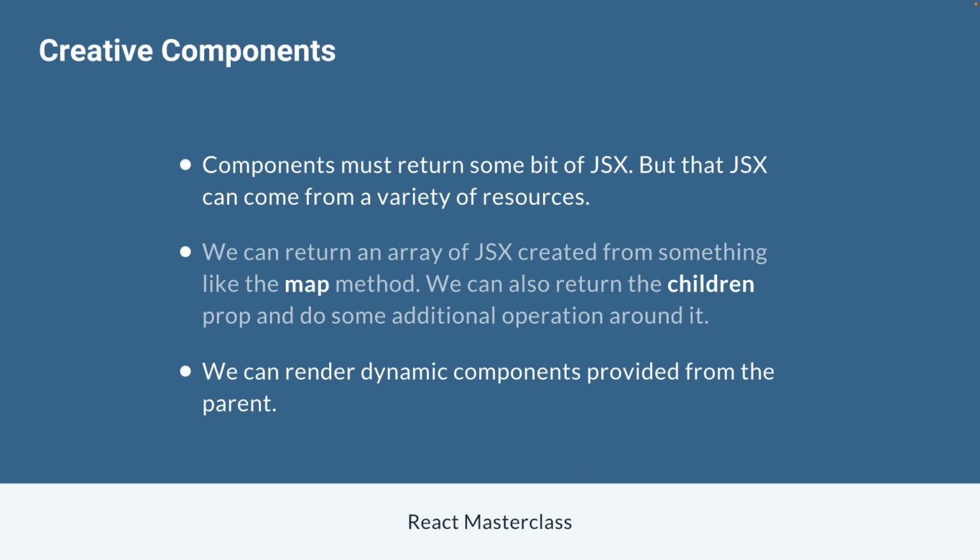a more clever way. So components must always return some bit of JSX, but that JSX can come from a variety of sources, right? So for example, rather than returning one thing, we can return an array of JSX created from something like the map method. And in that way, our component's responsibility may simply be to take an array and generate an array of JSX from it. So in our case, we had an items prop in our food items component, and the component's responsibility was simply to return an array of new JSX from it.